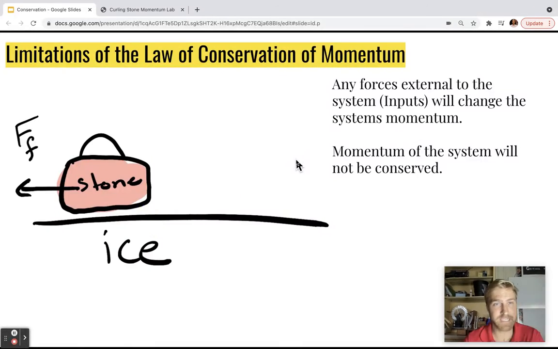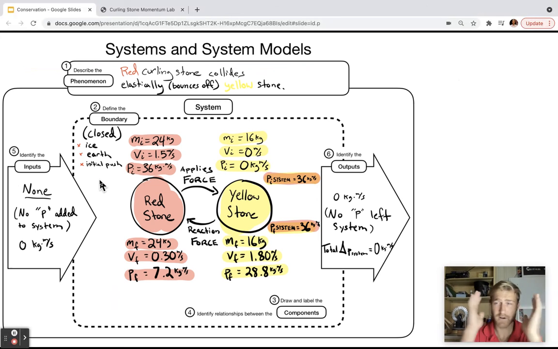Good. Some limitations. Any external force, like an input, is going to change a system's momentum. So in this case, the momentum of the system will not be conserved. It will change if you consider the ice exerting some force of friction on that stone. So those are some limitations.